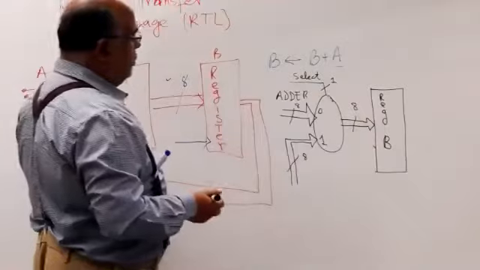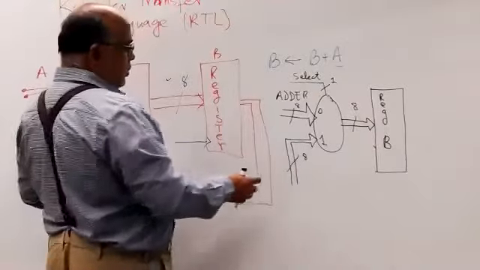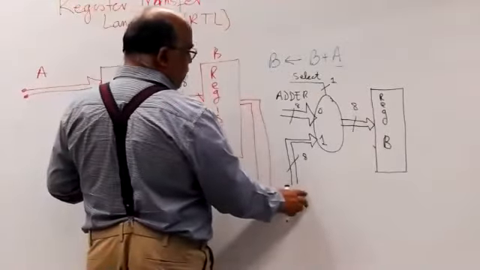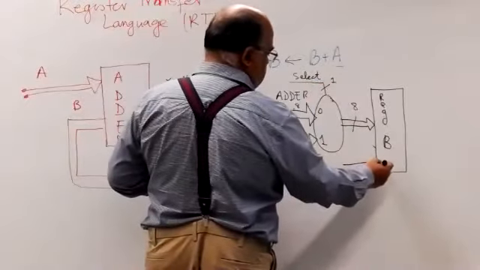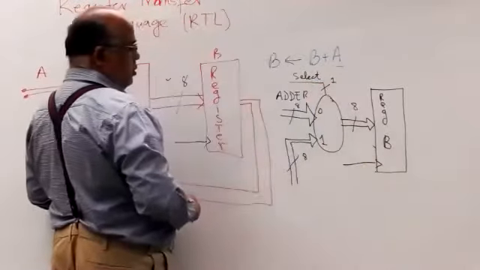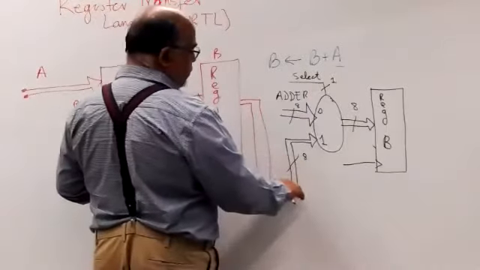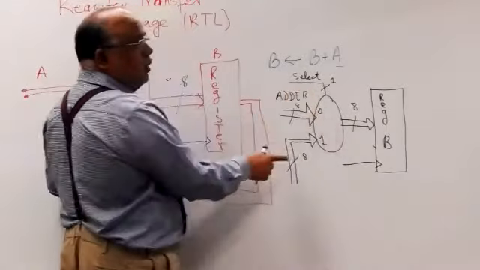So when you want to, for example, reset this, you can make 0, 0, 0, 0 here, select 1, and then you clock this. So when you make all of these zeros, you do the select one line as 1.